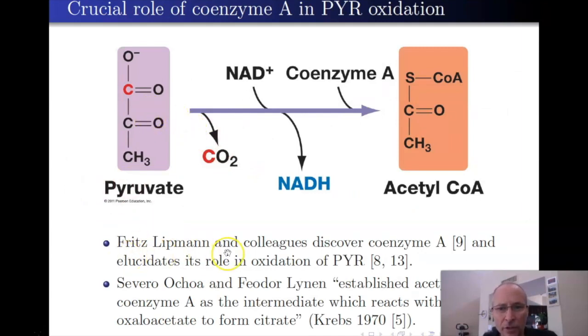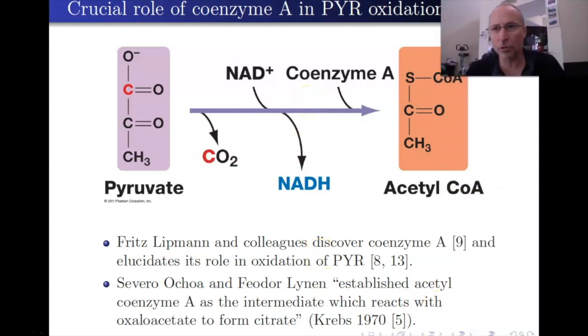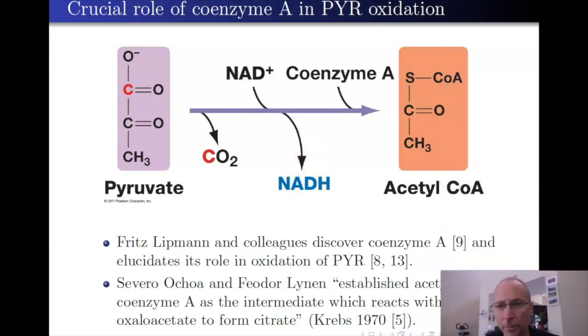What was discovered by Fritz Lippmann, among others, was that coenzyme A, that same coenzyme A that we saw in the succinyl coenzyme A, is involved in taking whatever product from pyruvate is and feeding it into that reaction, leading from oxaloacetate to citrate. And they elucidated the role of it in pyruvate oxidation along with others. Krebs, for example, also credited these two, Severo Ochoa and Feodor Lynen, that they established that the coenzyme A itself is the intermediate that really reacts and pulls this into the Krebs cycle.